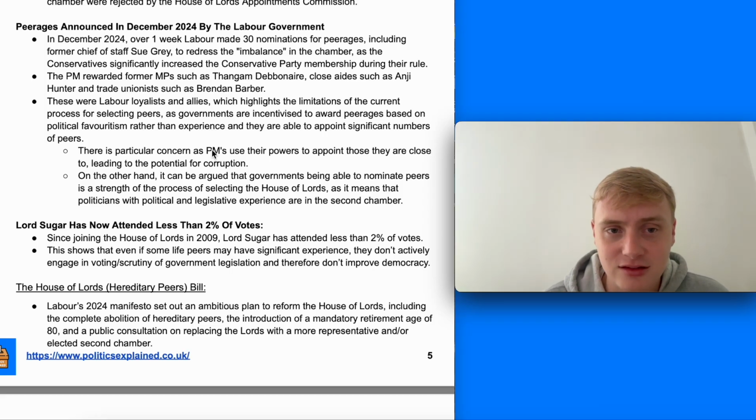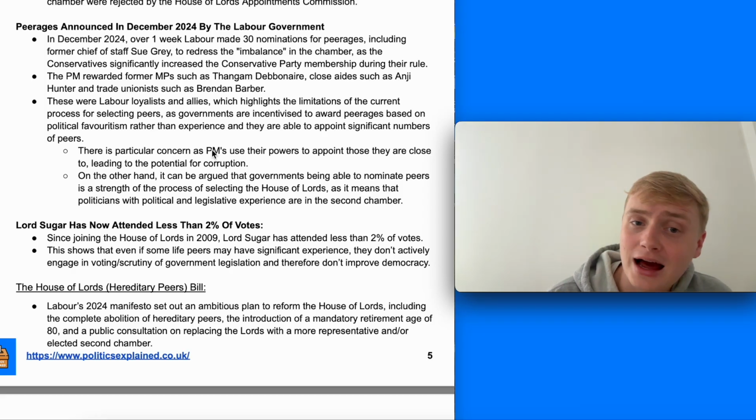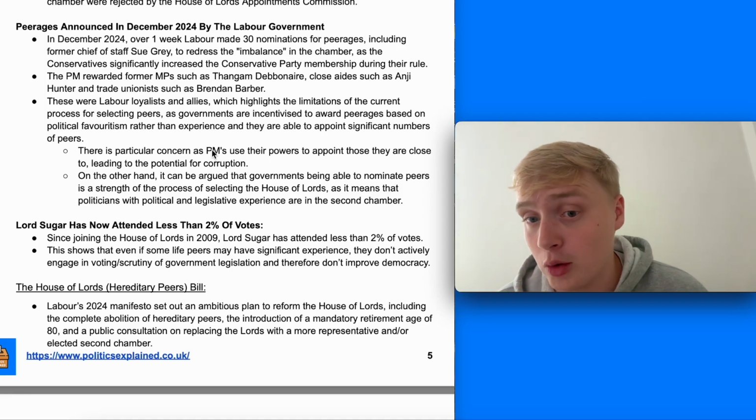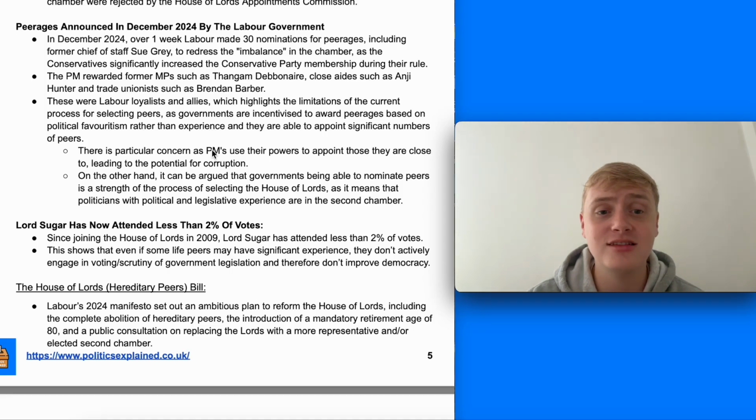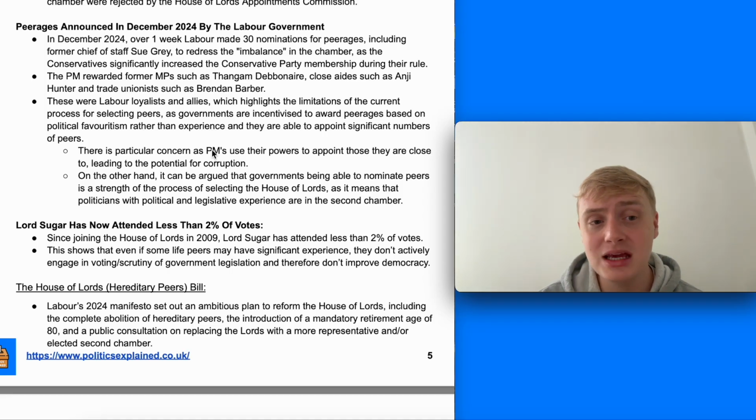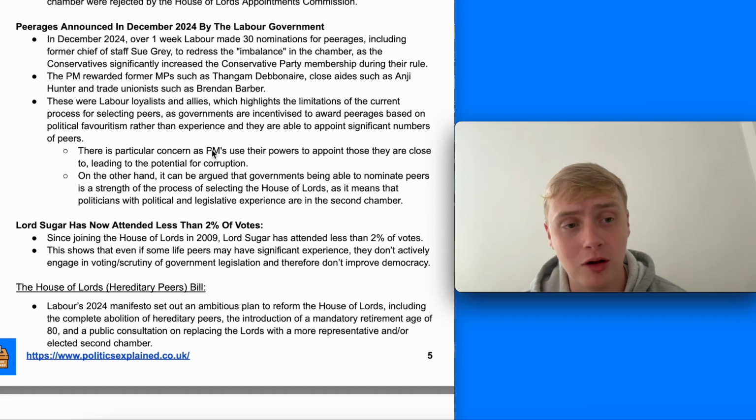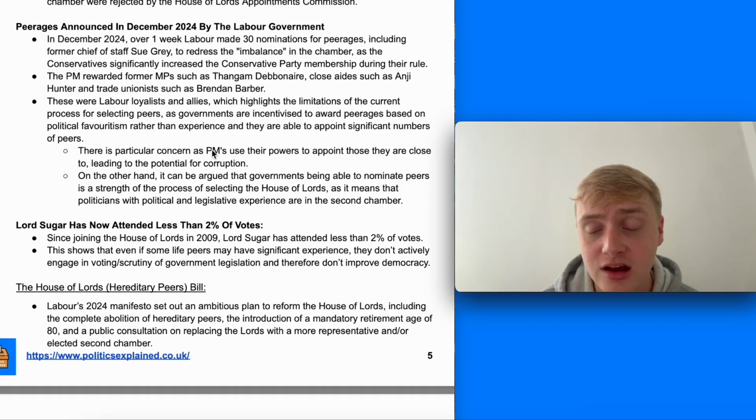And there's been a particular concern over PMs appointing those they are close to. On the other hand, because a lot of politicians are appointed through this process, it can be argued that it's actually a strength, as it means that a lot of former politicians with political and legislative experience are appointed to the second chamber.